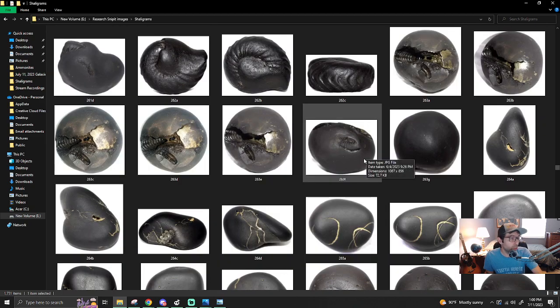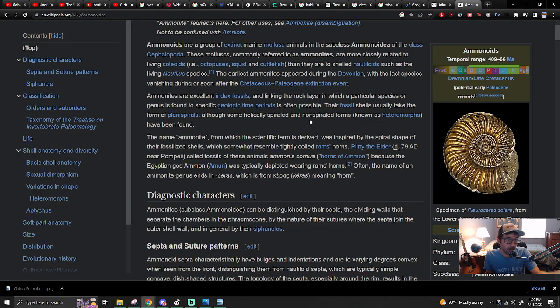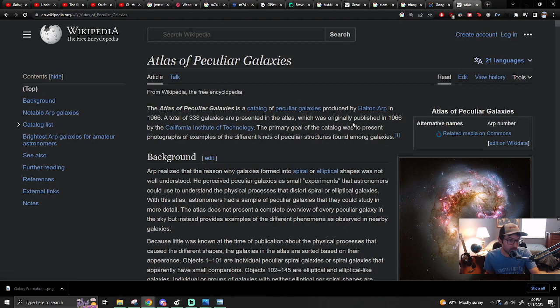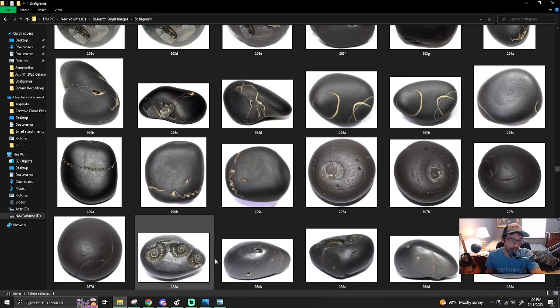So they have these peculiarities that are revealing to the process, and that's kind of what he was talking about, is these help us understand the more simple ones. Realize that the reason why galaxies formed into spiral or elliptical shapes is not well understood. He perceived peculiar galaxies as small experiments that astronomers could use to understand the physical processes that distort spiral or elliptical galaxies.